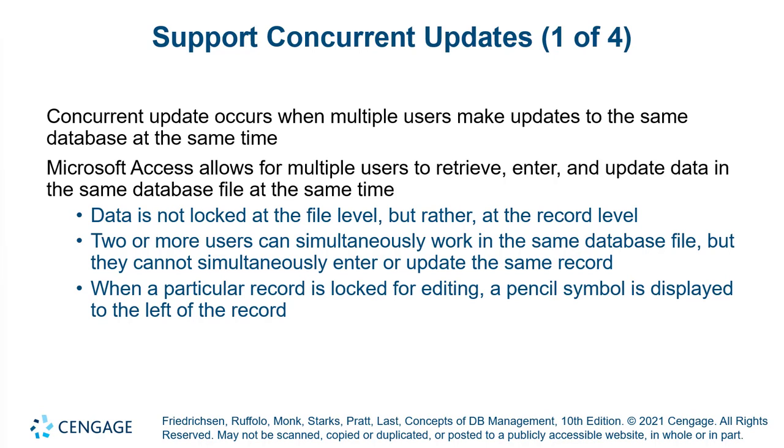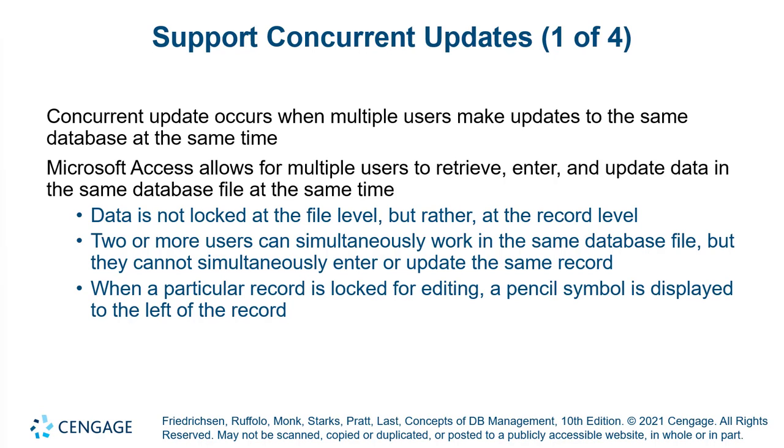And so kind of what we mean by that is that you can open up the same file with multiple users, that is allowed. But if one user is working or updating or modifying a specific record, another user will not be able to edit that same record. So that's what we mean when we say that it locks it at the record level, as opposed to the file level, where if someone had the file open, right, another user would not even be able to open that same file.